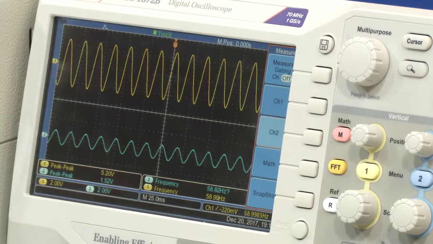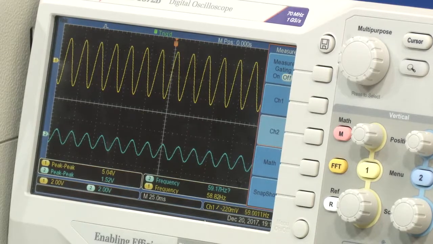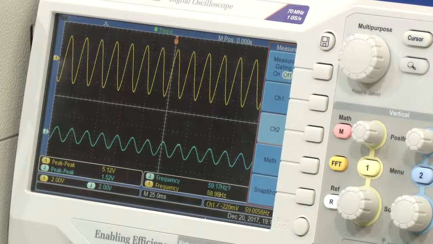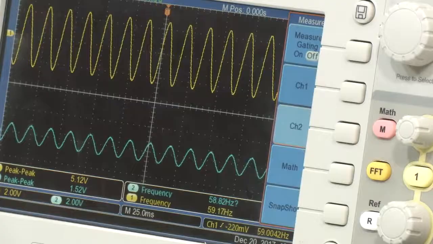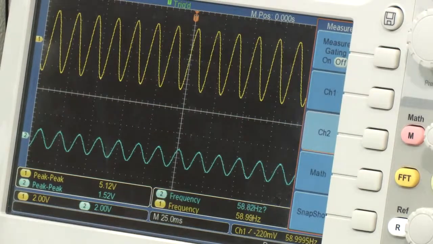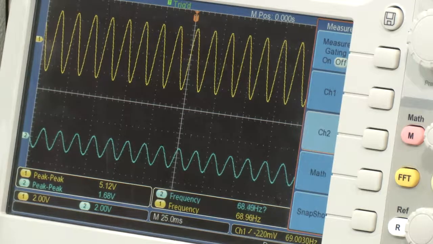So, now we are increasing the frequency, as you can see on the right bottom side of your screen, the fourth quadrant. You can see frequency 59.14 hertz and frequency 58.99 hertz. The yellow one is your input signal, the blue one is the output signal. The frequency is okay, but the amplitude is not, which means it is not allowing the frequency to pass through this particular filter.